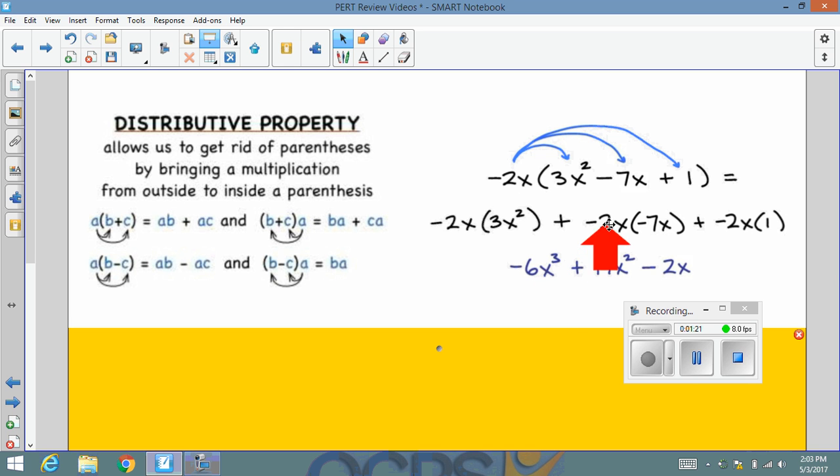For my second term, negative 2 times a negative 7 is a positive 14. X times x, exponents of 1. 1 plus 1 is 2. And then negative 2x times 1 is just negative 2x. Most of the time we don't write this step. Write it if it helps you. Skip it if you don't need it. This is our answer here, and it is sufficient work for us.